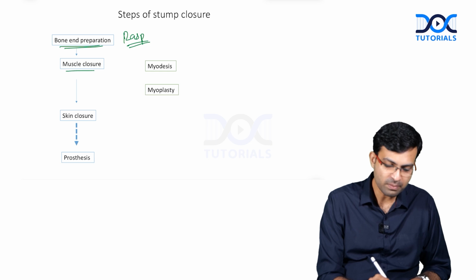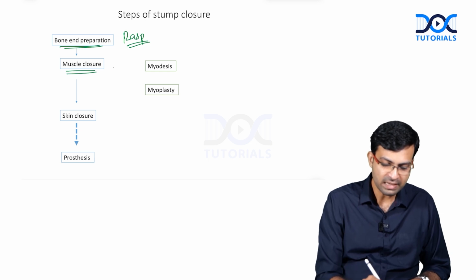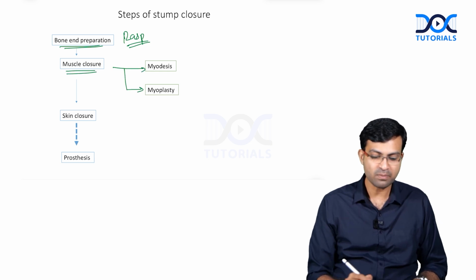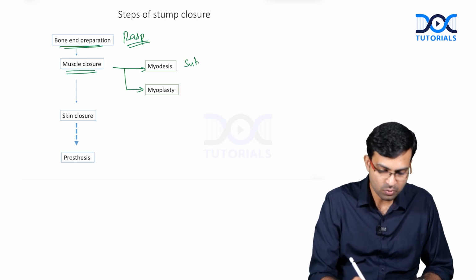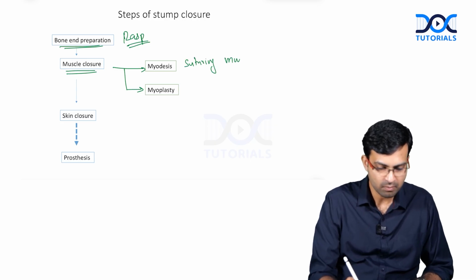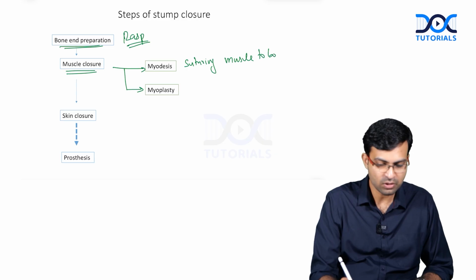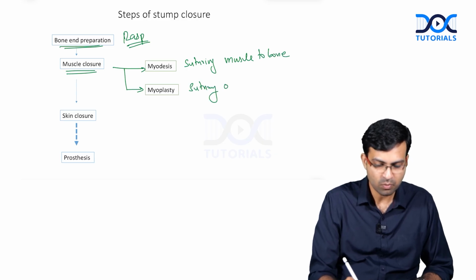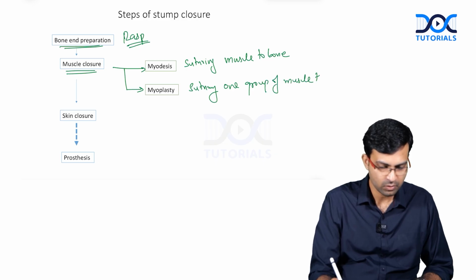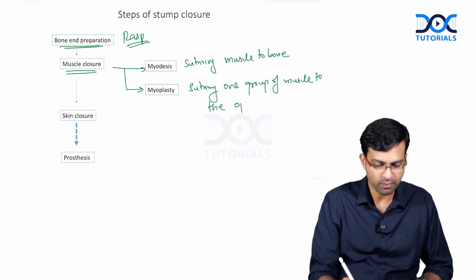Then you do the muscle closure. There are two ways in which you can do muscle closure: one is myodesis and the other is myoplasty. What is the difference? Myodesis is suturing muscle to bone. I'll show you how it is done. Myoplasty is suturing one group of muscle to the opposing group of muscle.